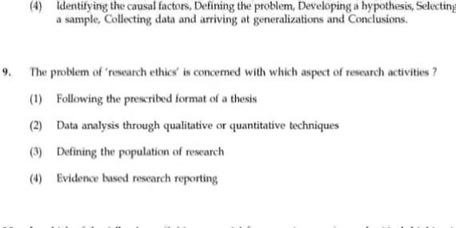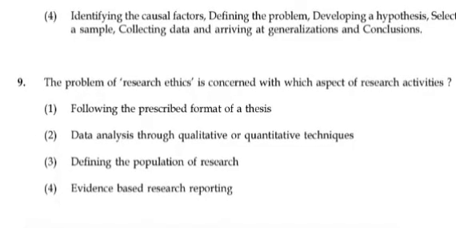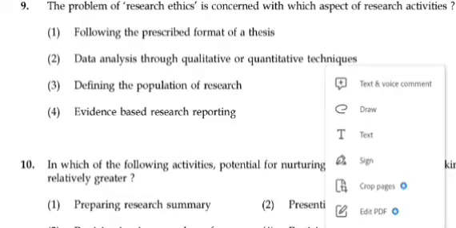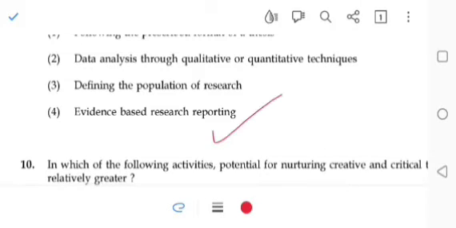Number 9 says, the problem of research ethics is concerned with which aspect of research activities. Following the prescribed format of a thesis, data analysis through qualitative or quantitative techniques, defining the population of research, evidence-based research reporting. So number 9, evidence-based research reporting, it will be correct.